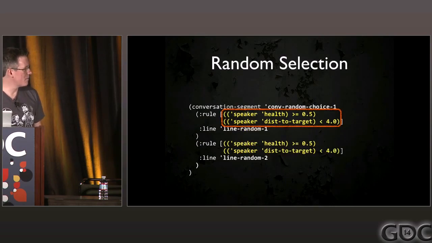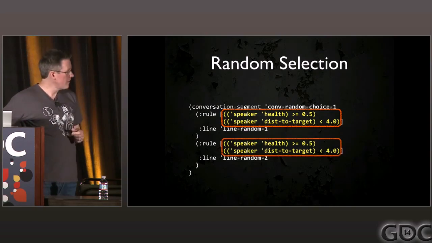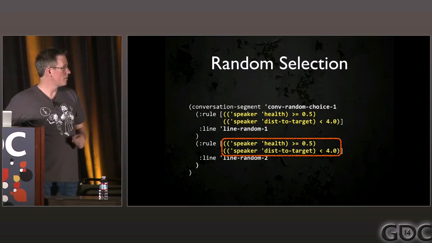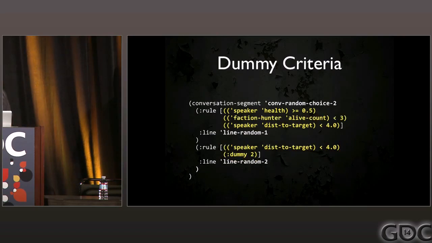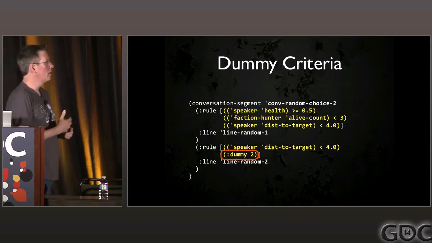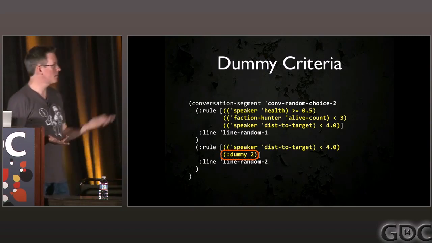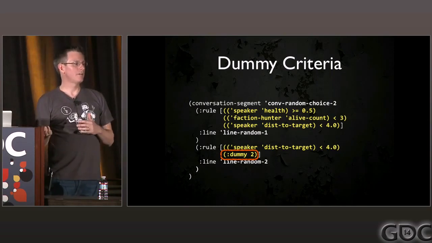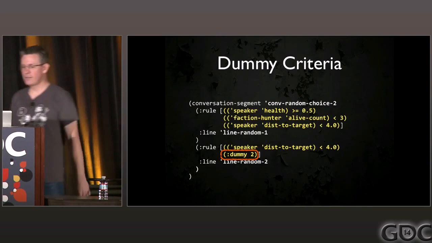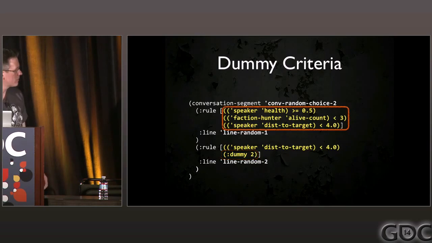Now, if there's the same number of criteria, we simply treat that as a random choice. In that case, these 2 rules are both true, and we will choose either line random 1 or line random 2 using a shuffling technique or whatever randomization you choose. There are some cases that arose where we wanted random choice between 2 lines, but the number of criteria weren't equal. So all we did is implement a little dummy mechanism that allows us to cheat the number of criteria up so that it'll win. Then you can get a random choice out of something that otherwise would not have been. That's just a little cheat we do there.